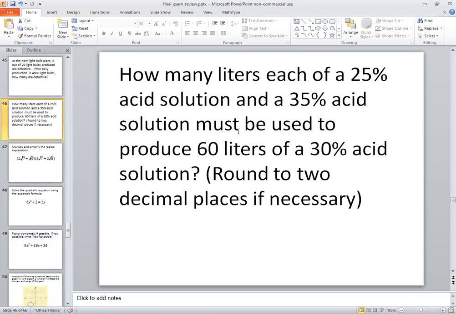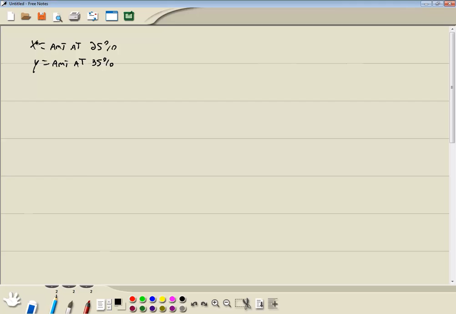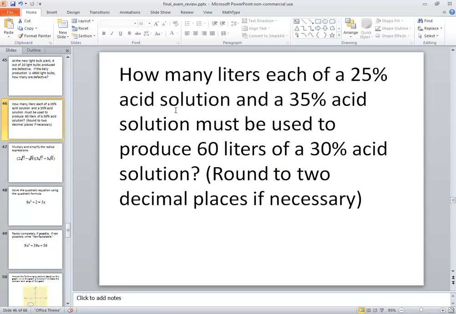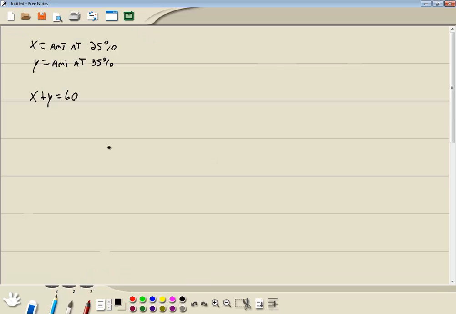Now notice they tell us that there's going to be a total of 60 liters. So they're telling us that this amount plus this amount is going to give us 60. And then the other setup is we've got 25%, 35%, and they want to use this to produce 60 liters of a 30% acid solution. Mixture problems always follow the same type, and that's where you've got two variables. In this case, we're going to have our amount times our percent, and then we'll have our amount times our percent.